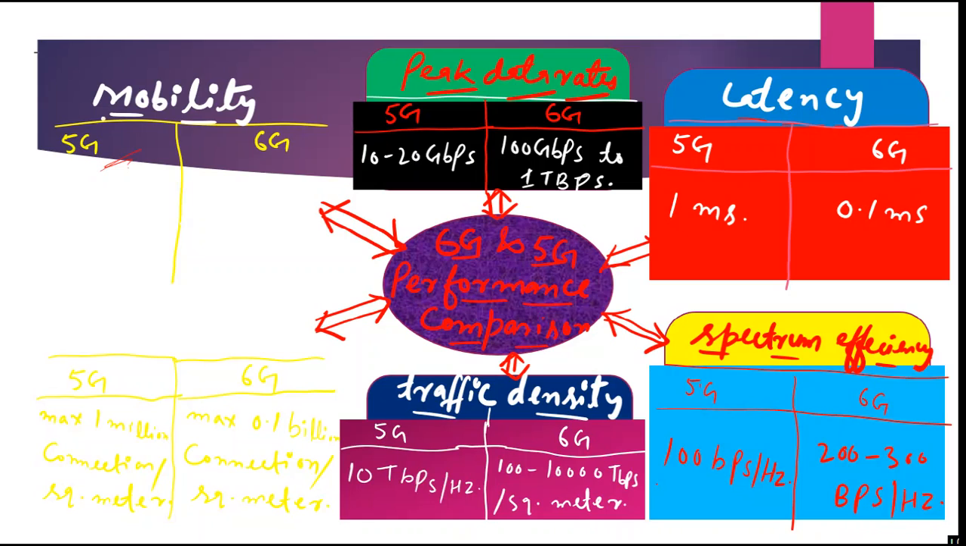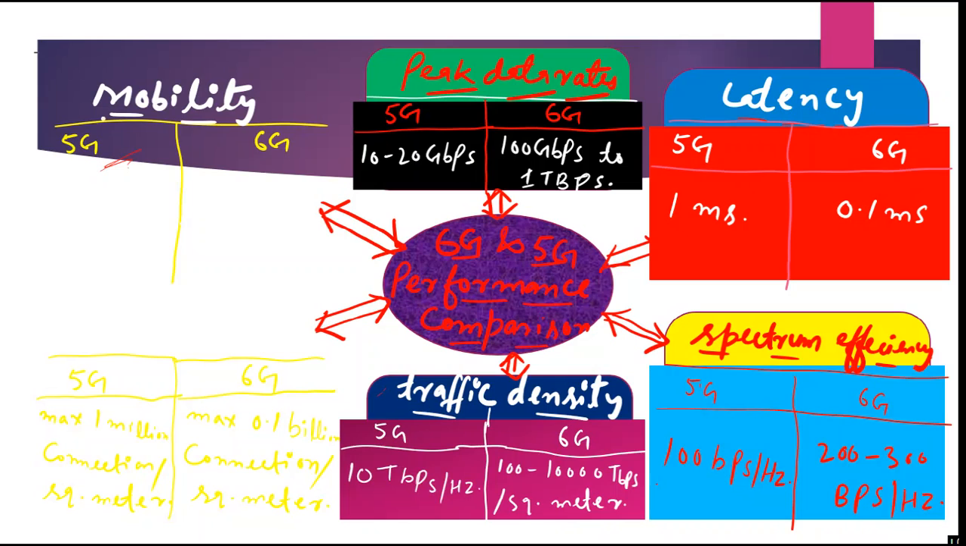So let's move to the next one, the traffic density. So what is traffic density? We can say it is the traffic handling capability of the network in case of 5G and in case of 6G. In case of 5G, the traffic density is 10 terabits per second per square meter area. So per square meter area, in case of 5G, the traffic handling capability is 10 terabits per second. So this is the traffic density of 5G.